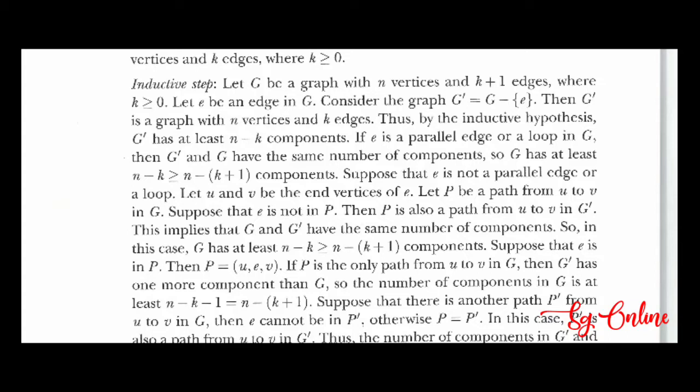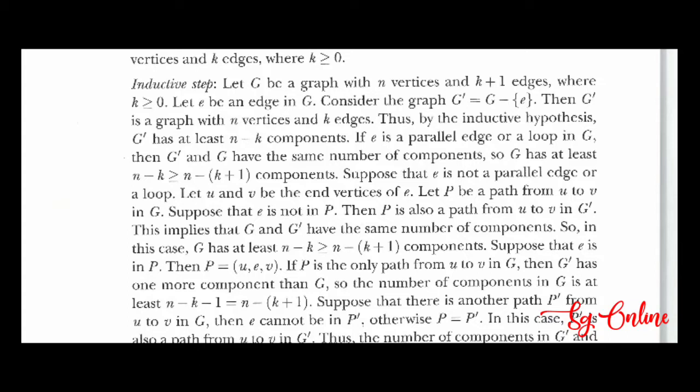Now if we delete just one edge from the graph G, then the graph becomes one with n vertices and k edges, and so by induction the number of components of the deleted graph, denoted here by G', is at least n minus k. Now if the edge is a parallel edge or a loop, then if we delete it, the number of components is not changed. Then the whole graph and the deleted graph have the same number of components, and that is at least n minus k.